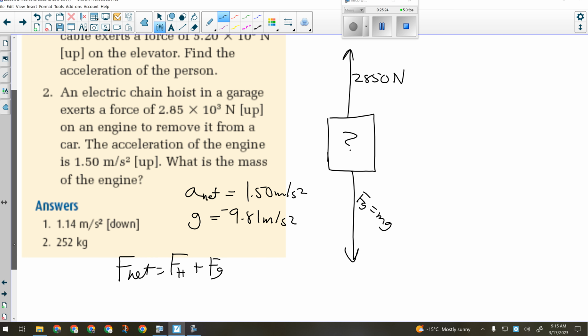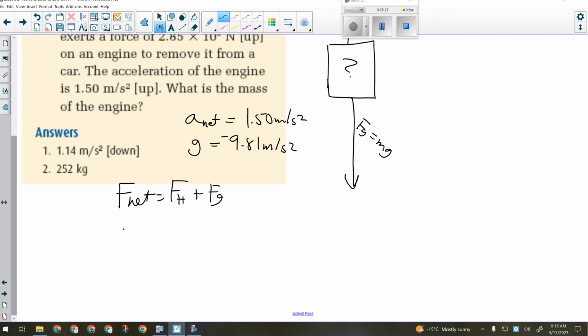But here's the thing. The net force is m times a net. The force of the hoist is mass times the acceleration of the hoist. And the force of gravity is m times g. What do they all have in common? M is in every single one. What can I do with m? I can cross it out.